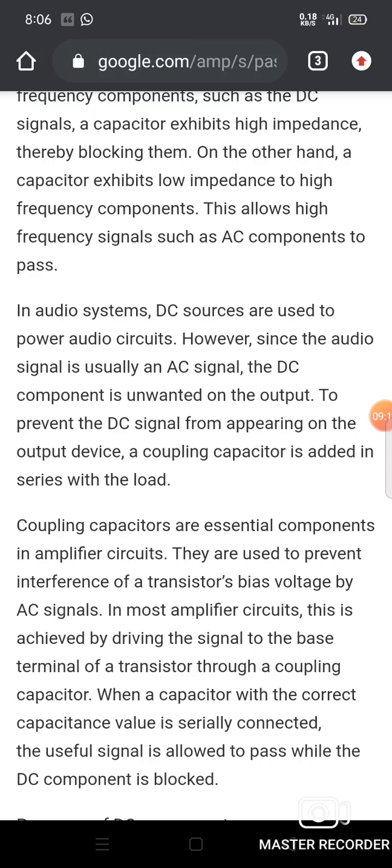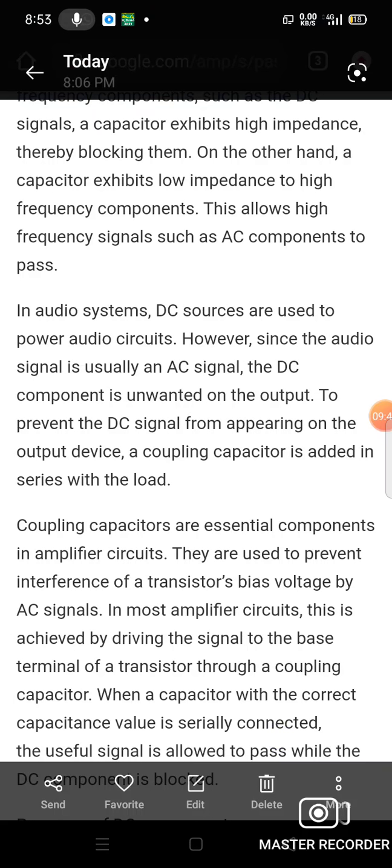The major role of the coupling capacitor in the amplifier circuit is to prevent interference of the transistor bias voltage by AC signals. What is the transistor bias voltage? It is the DC voltage from the power supply VCC, set in between resistors R1 and R2. And what is the AC signal? The AC signal is considered at the base terminal before the capacitor C1. So the AC signal is kept separate to prevent interference with the transistor bias voltage. This is the major role of the coupling capacitor at the base terminal.